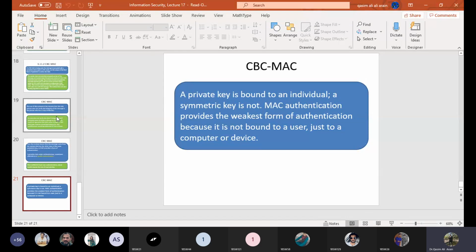So this is how we are going to learn regarding the CBC-MAC. So that's all from my side.